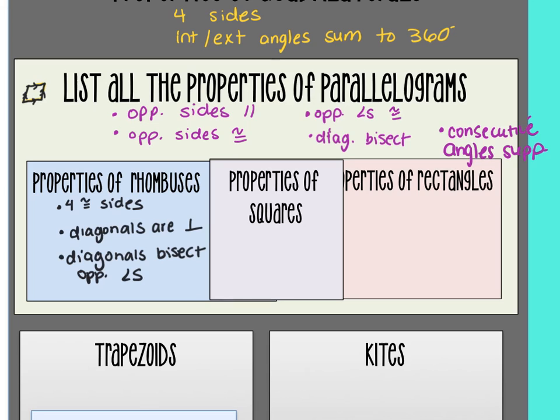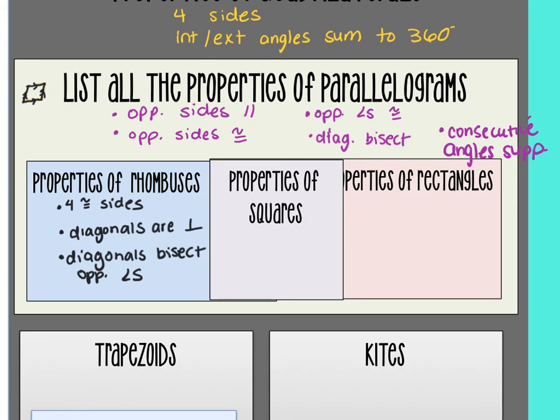The diagonals aren't congruent in a rhombus. Think about the slant: the further it's slanted, the more different they are. Everything that applies to the parallelogram applies to the rhombus.